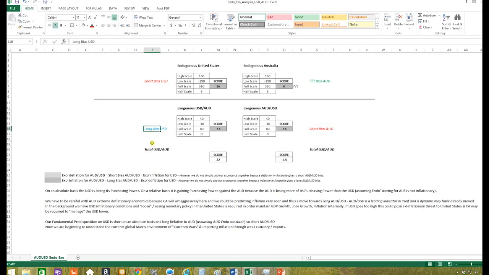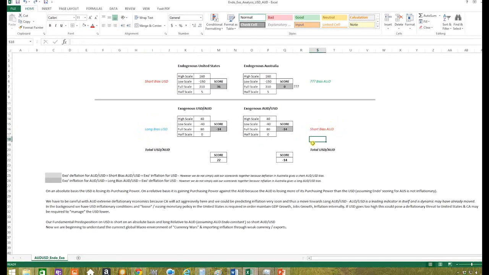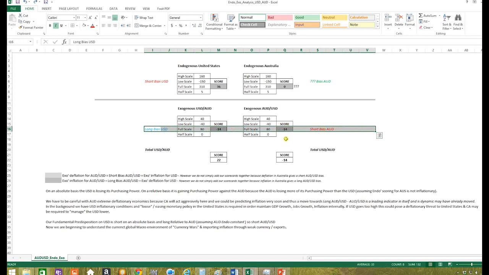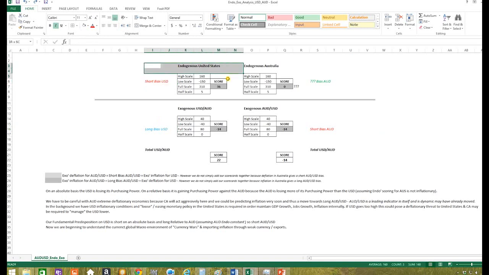So we have a long bias on this side if we have a short bias on this side. So through the dynamic relativity principle, if we have a long bias on the side of the United States, by default, because we have a deflationary condition here and short bias in Aussie dollar, US dollar, then this means the long bias is either cancelling out some or all of our previously obtained short bias from our endogenous US analysis.